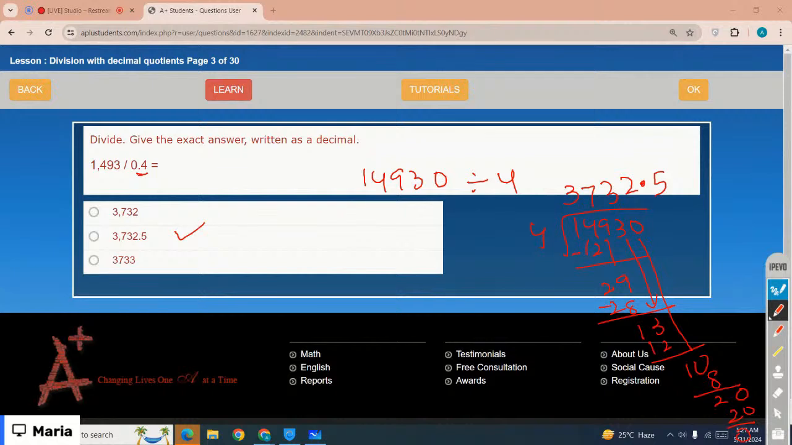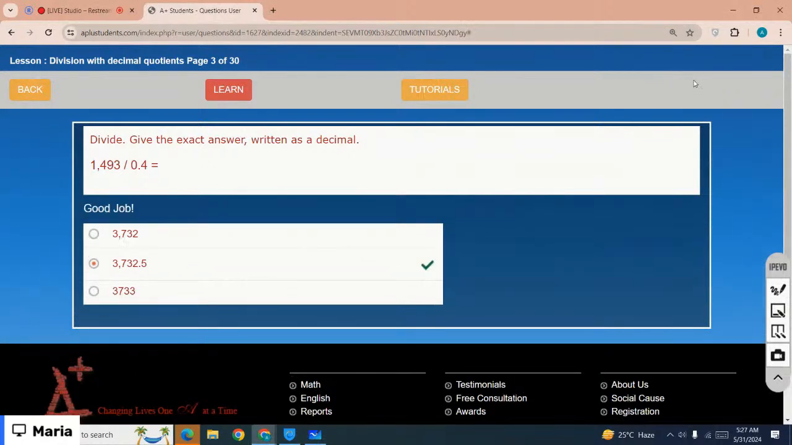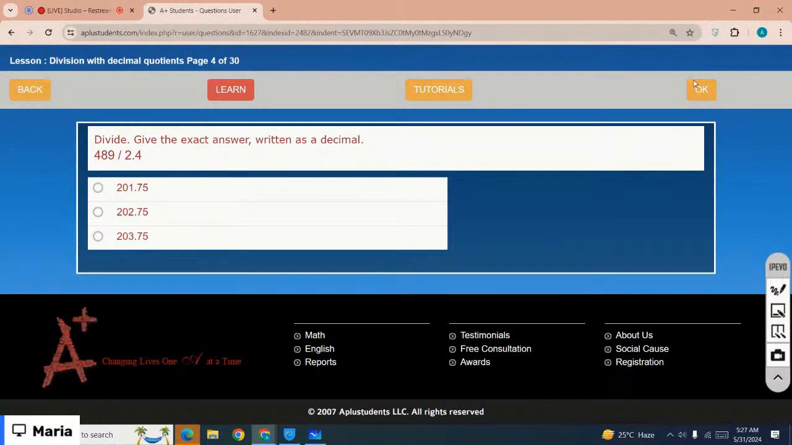Okay, let's just move on to the next one. The next one is 489 divided by 2.4. Again, you have one decimal place in the divisor. That means you can remove the decimal point by adding a 0 to the divisor. Now you have to divide it like the decimals. So 4890 divided by 24.